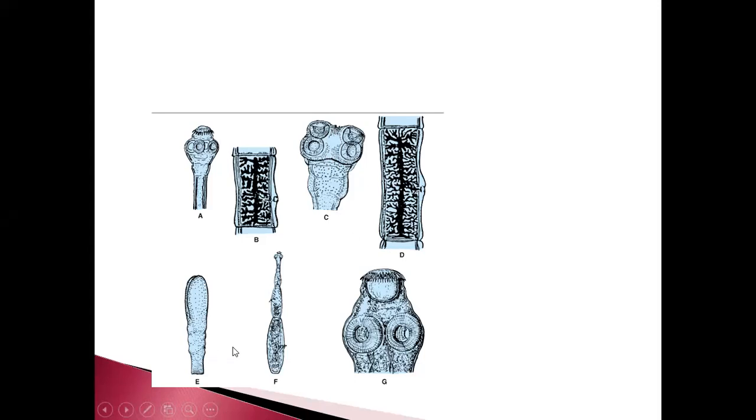This is the tapeworm, and this is also, I guess, the Echinococcus granulosus that you will do tomorrow, inshallah, with Dr. Rubina. And this is the scolex, which has two hooks.